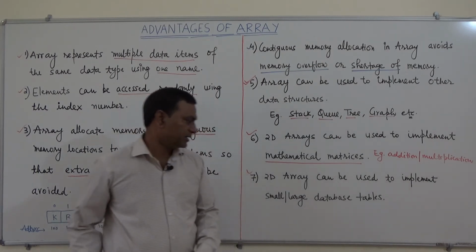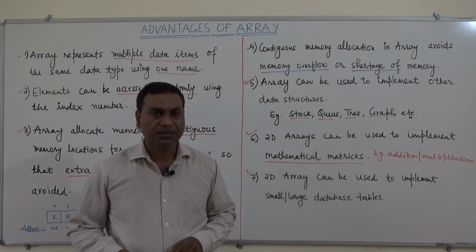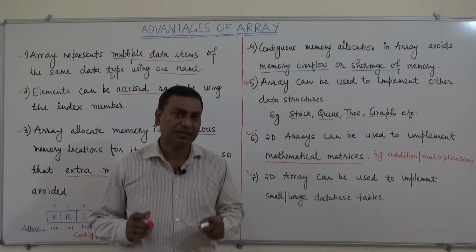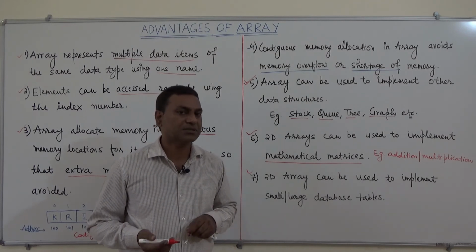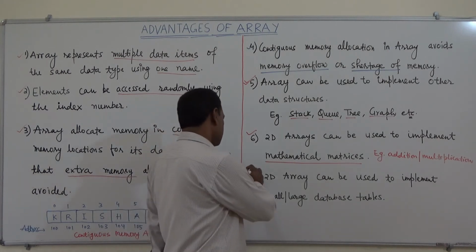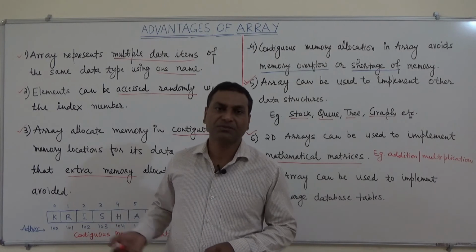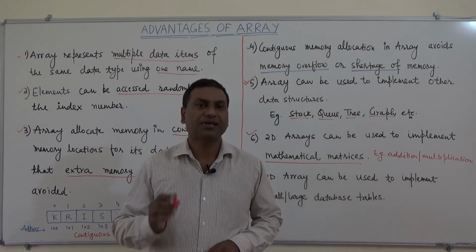Seventh benefit is that a 2D array can be used to implement a small or large database. We are familiar with databases, and databases have tables, and all the tables can be implemented by using the array. So this is the seventh benefit. These are some main benefits. Now we will see some issues, some disadvantages.